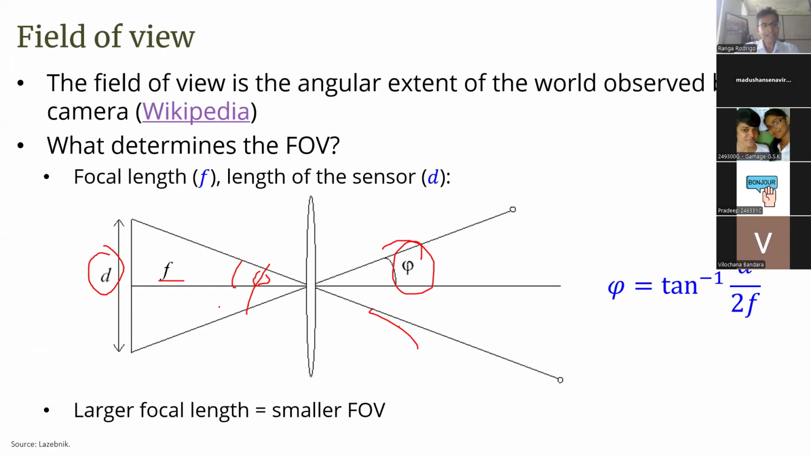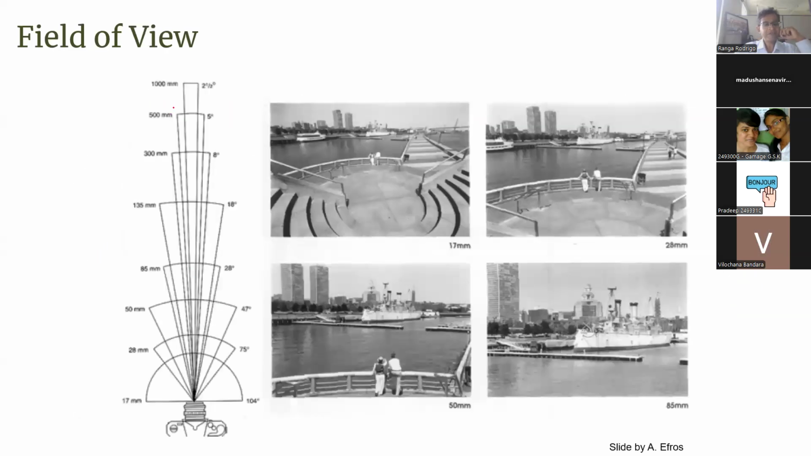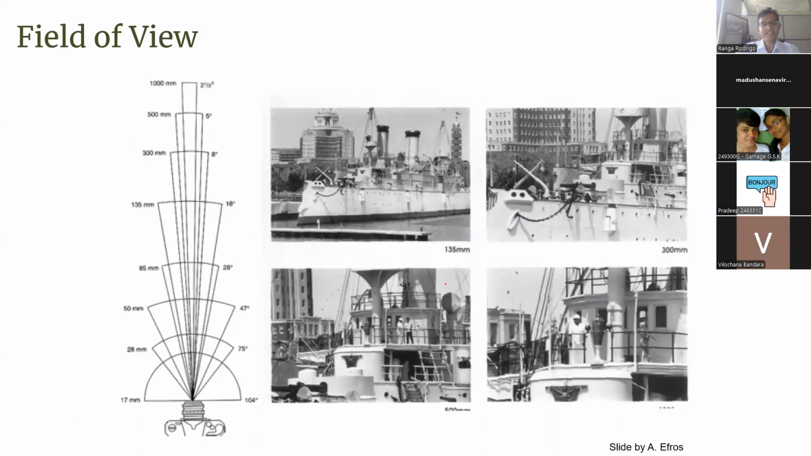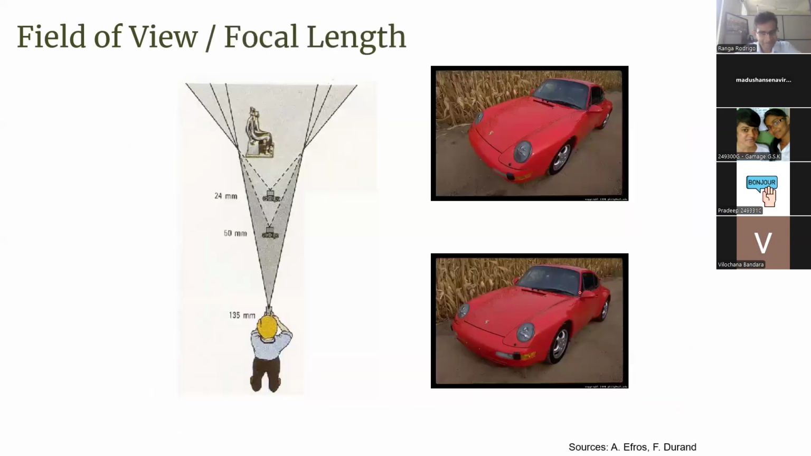So large focal length, small field of view. Small focal length, large field of view. Which is what you see here. If you have a small focal length, 17 millimeter, you can see everything. But if you increase the focal length, and now here it is 85, you see a small portion. If you increase so much, you only see the things on the ship. And then by changing the field of view, people can do different things.